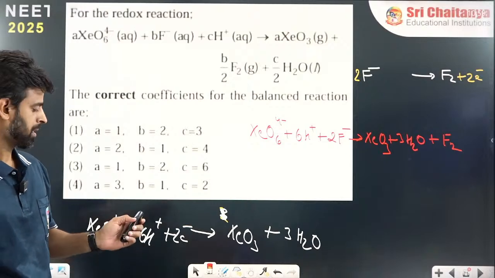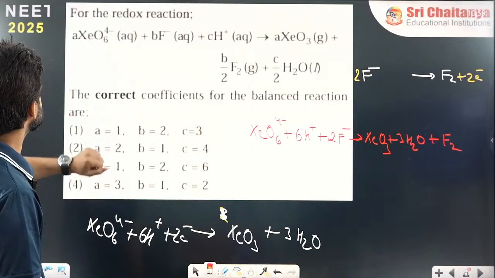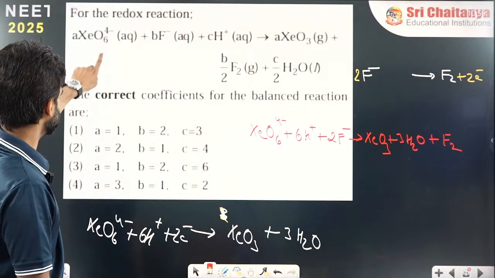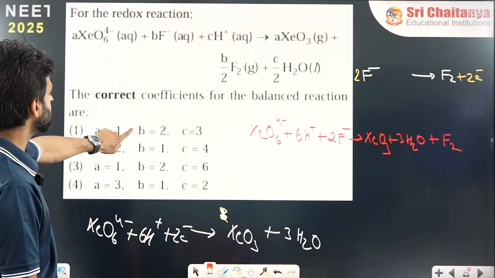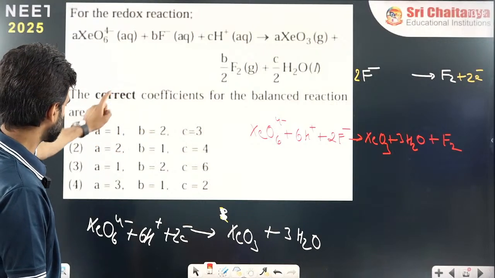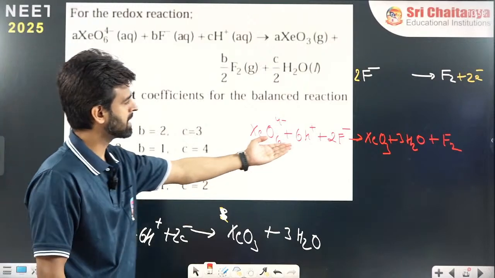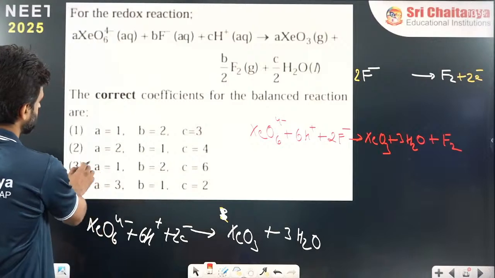Good. Yes, you can see option, H plus how much? What is A? XeO3, 1 is there. What is B? B how much? F minus, so 2, and C how much? What is C? H plus 6. That's it. This one.